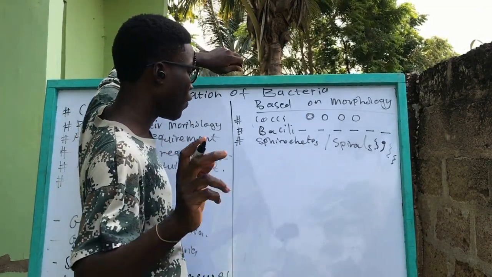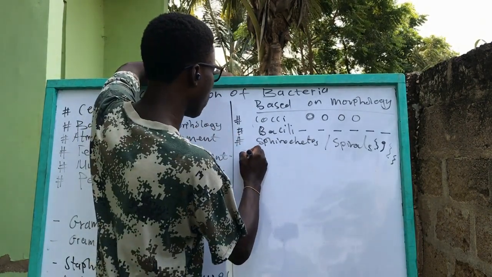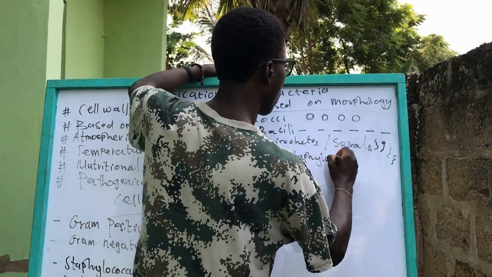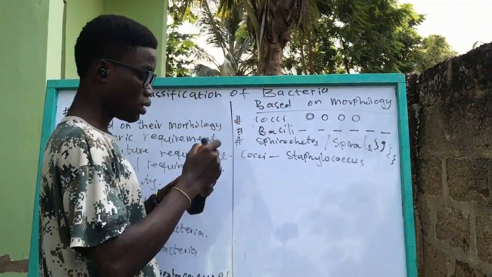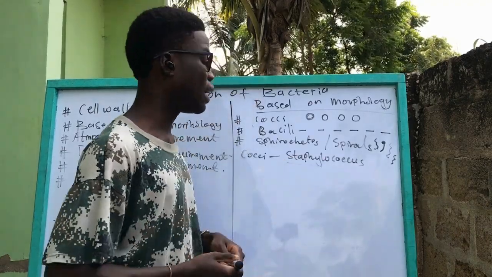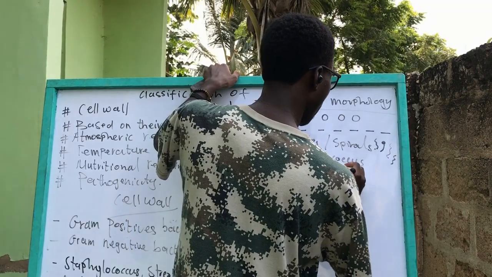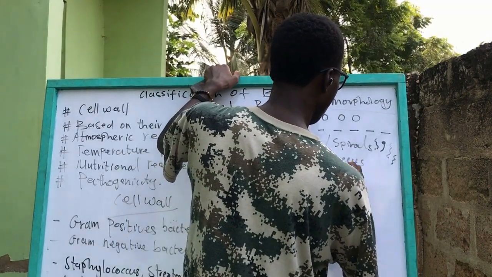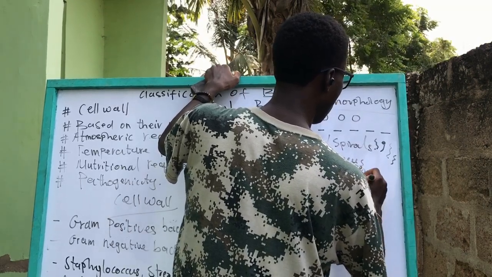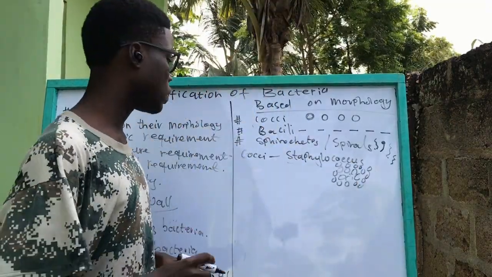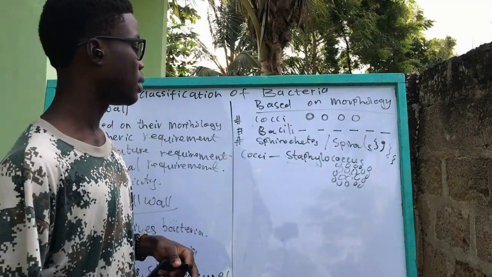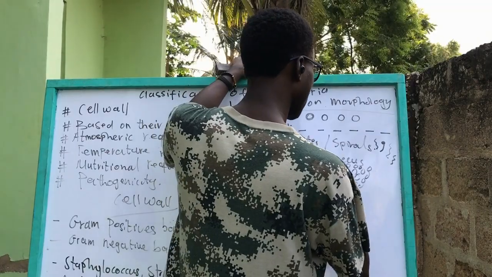So we have the cocci. Under cocci, we can talk about the Staphylococcus. The Staphylococcus are cocci that are clustered, so they often appear like this under the microscope. So these ones are Staphylococcus. They appear in clusters. Alright, so as an example, we can talk about Staphylococcus aureus.